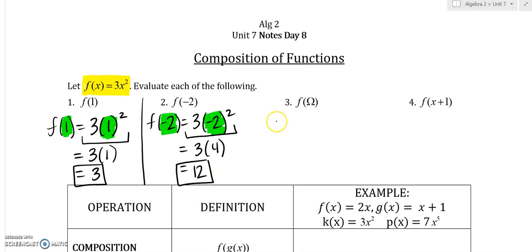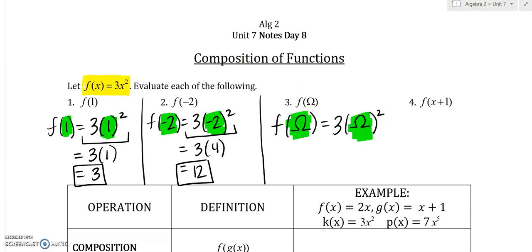Okay, this one's a little weird, but just to practice, I have f of omega. That's a bad omega, let's redo that. It's a Greek symbol. Instead of x, I want to put that symbol omega in. So I have 3 times omega squared. I want those symbols to match up, no more x's, and this is kind of goofy. I can't reduce that anymore, right? That's as much as I can do.